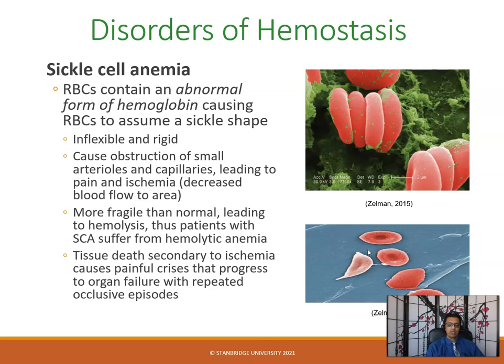They're inflexible and very rigid, so you can see that could be a problem going through tiny little blood vessels. They cause obstruction of small arterioles and capillaries, leading to pain and ischemia. They're also more fragile than normal, leading to hemolysis. Thus, patients with sickle cell anemia suffer from hemolytic anemia. Tissue death secondary to ischemia causes painful crises that progress to organ failure with repeated occlusive episodes.